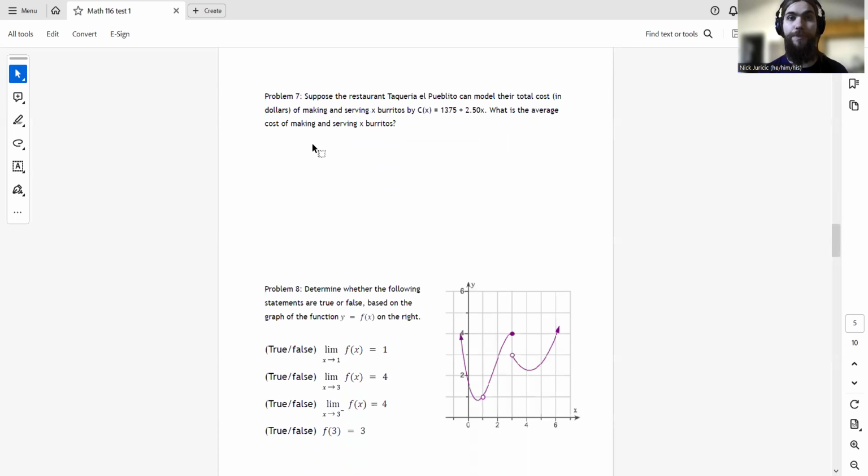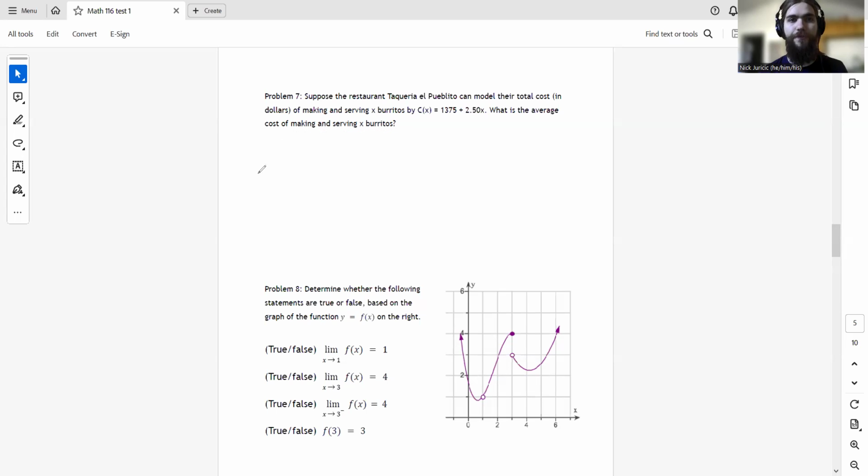So, problem 7. Suppose the restaurant Taqueria El Pueblito can model their total costs in dollars of making and serving X burritos by this cost function. They say C of X equals 1375 plus 2.50X. What's the average cost of making and serving X burritos?